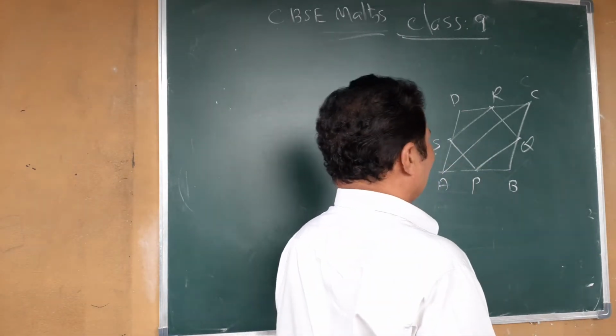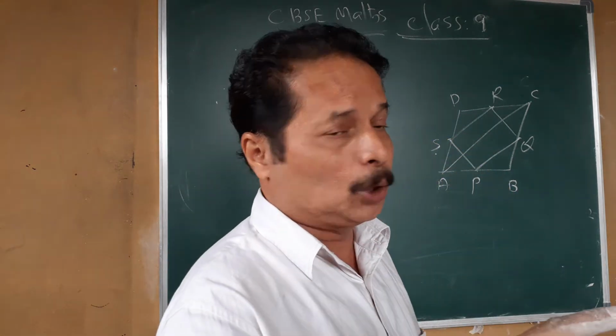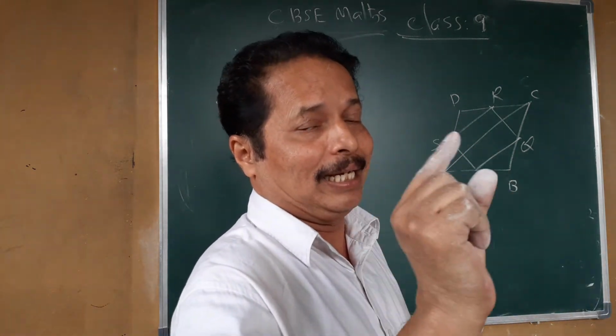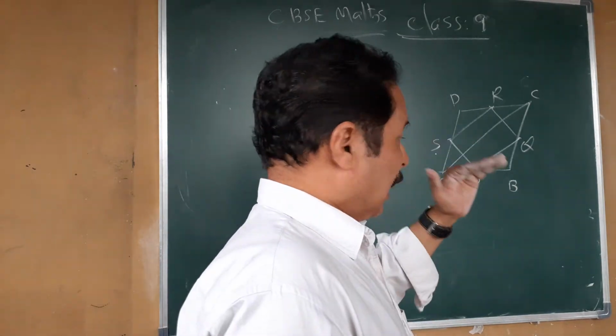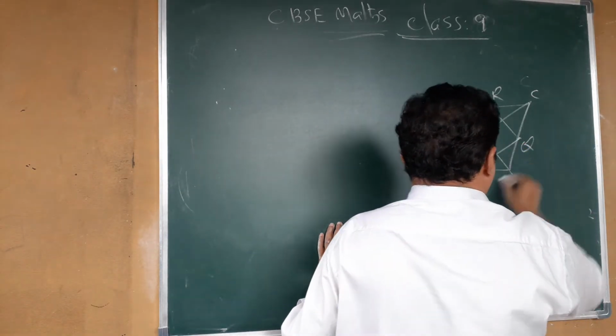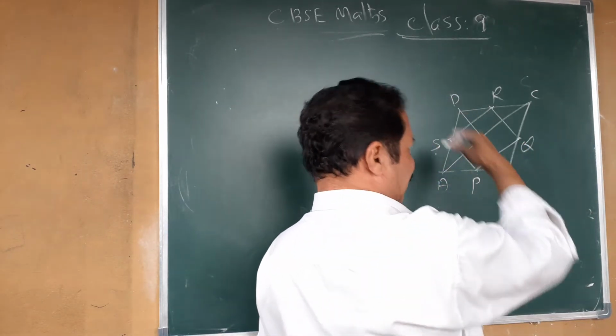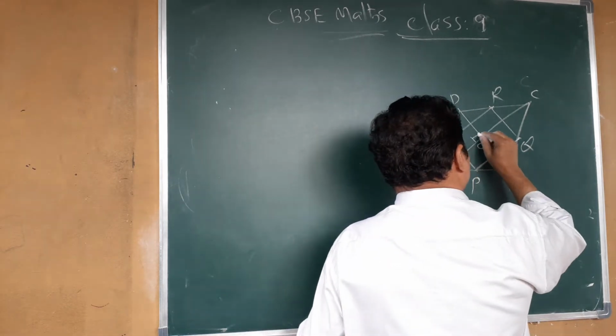You remember that? And we want to prove it's a rectangle. Rectangle means we want to prove one of the angles is 90 degrees. Are you ready? There are two ways to prove that. One of the ways, if you draw the other diagonal, let us go.